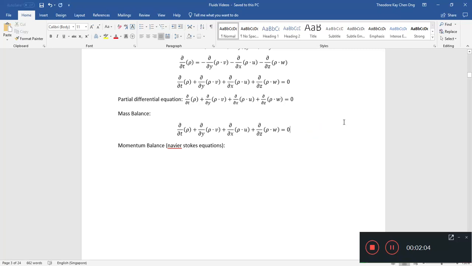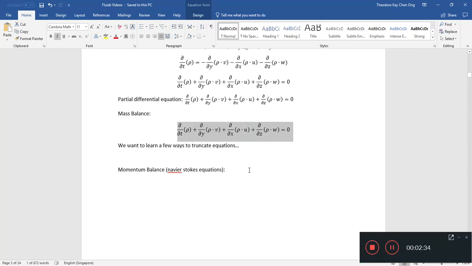Now, the thing about the Navier Stokes equation is that it's going to get really complicated with many terms. The emphasis is on many, because I'm repeating that word a lot. Since we have many terms, we want to learn a few ways to truncate equations. Compared to the Navier Stokes equation, this equation is going to be relatively simple, but it already looks a bit scary.